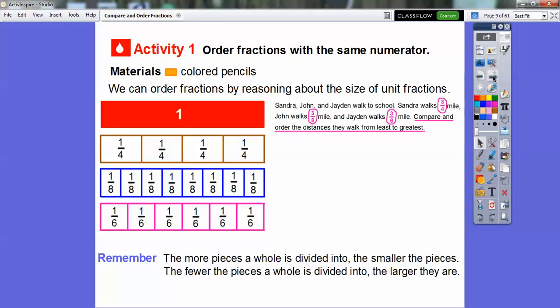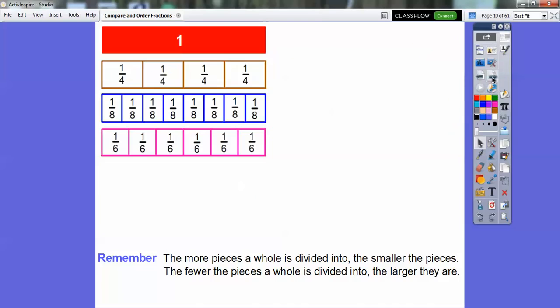So remember that the more pieces a whole is divided into, the smaller the pieces. And the fewer the pieces the whole is divided into, the larger they are. So see, when we divided it up into 8 equal pieces, this is a smaller piece than when we only divided it up into 4 equal pieces right here. Okay, so that's what that means down there. So we talked about that in the prior lessons before this.